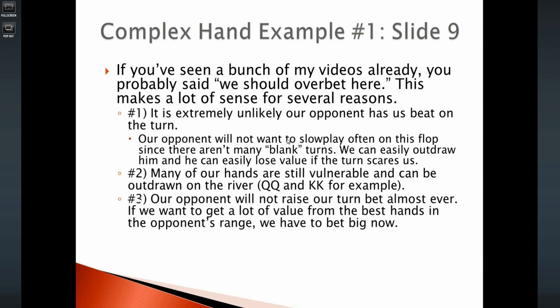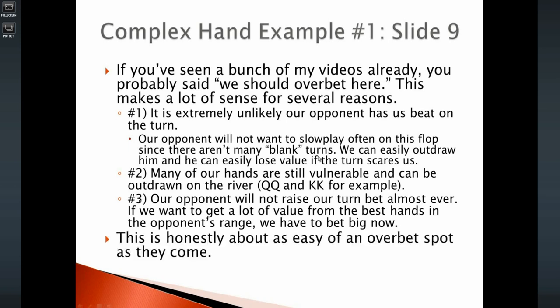Number 3, our opponent will not raise our turn bet almost ever. If we want to get a lot of value from the best hands in the opponent's range, we have to bet big now. This is very key, we talked about it earlier, but you can kind of bet smaller if your opponent's going to raise you a lot, because then you don't end up losing value from the strongest hands in your opponent's range. Here, the strongest hands in our opponent's range are going to be like jacks and ace-10, and those aren't raising us if we bet small, so if we want to get value from them, we need to bet big now.